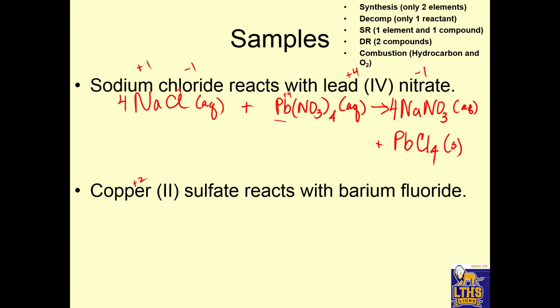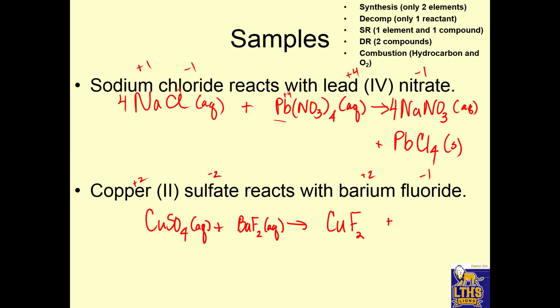And so it's +2, this is -2, so it's CuSO4. And it's a compound. It's got to be aqueous over here. Barium +2, fluoride -1, BaF2. That's going to be aqueous. All right, double replacement, switcheroo. So barium's got to go with sulfate. We'll keep copper first. It's got to go with fluoride, so +2, -1, but we need 2 of them.